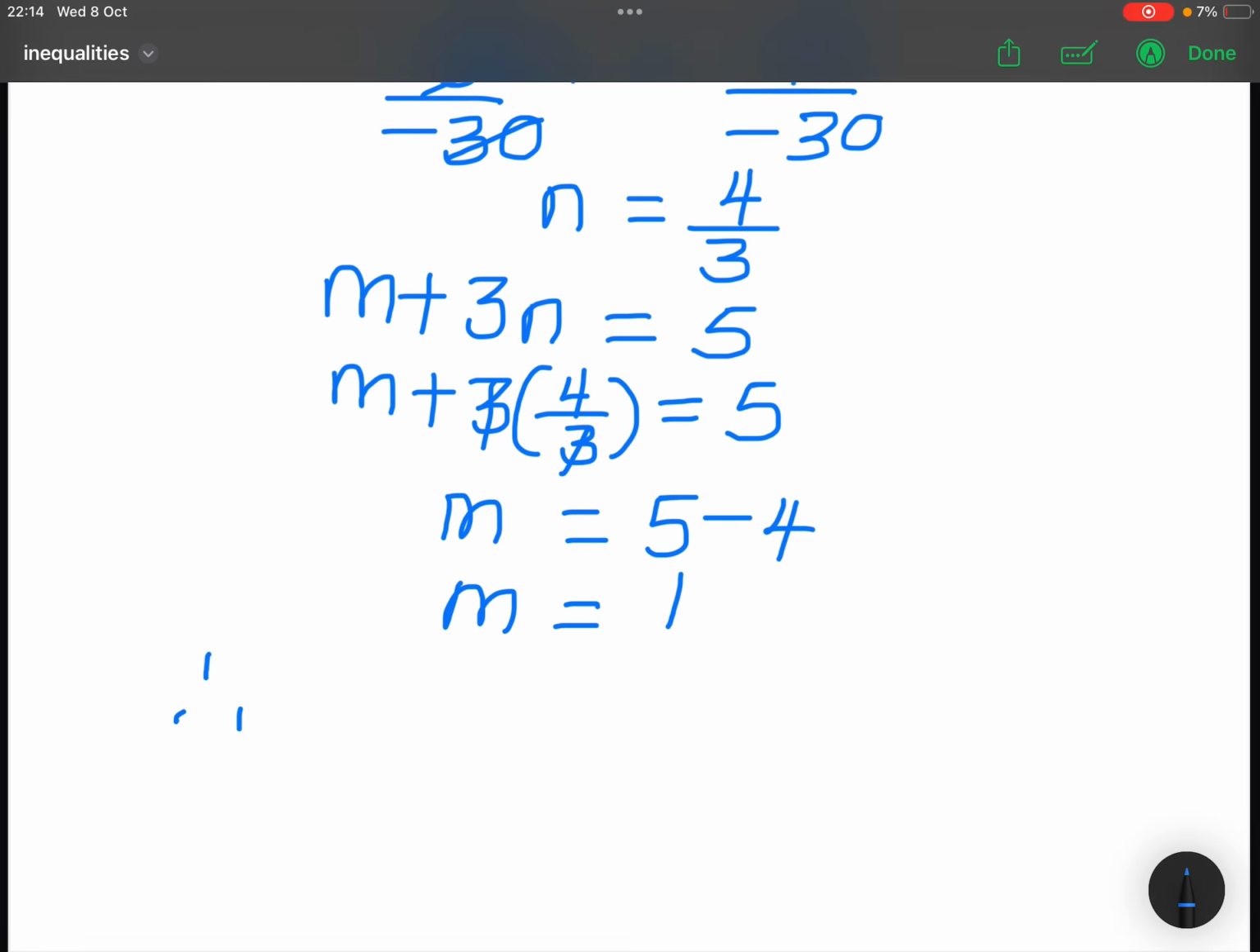Therefore, when we are now writing our final solutions, we say our n is 4 over 3, while our m is equal to 1.